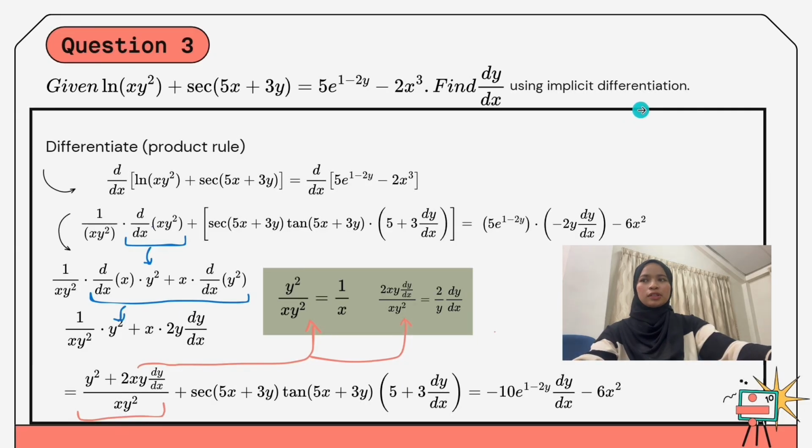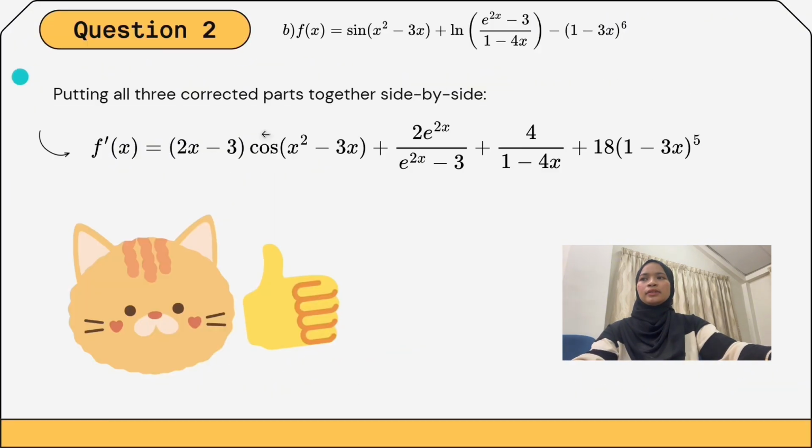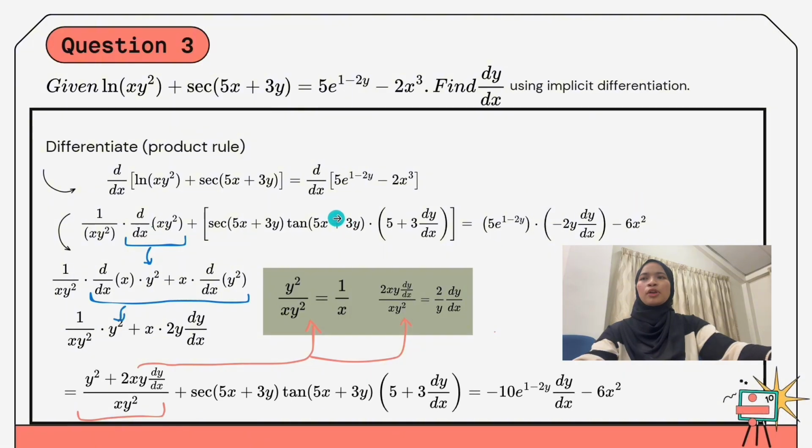Moving on to question 3. In question 3, we need to use implicit differentiation to find the derivative dy over dx. This implicit differentiation is used when there are two variables, in this case x and y. We start by differentiating both sides with respect to x. Each term will be handled separately using the product rule and the chain rule.